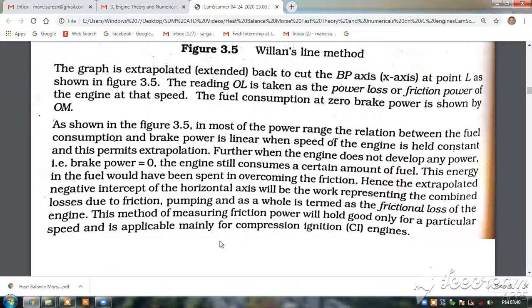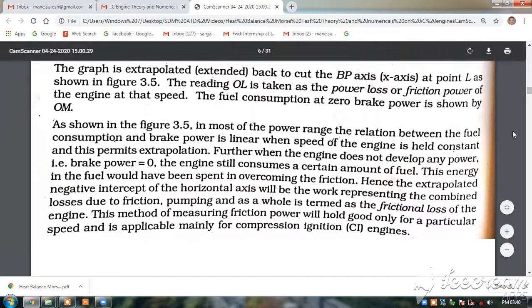This method of measuring friction power will hold good only for a particular speed, and is applicable mainly to CI engines. So friction powers are found out for some particular speed, because the friction power at, say, 5000 rpm will not be the same as the friction power at 10,000 rpm. So this is for a particular speed only. And this is the Willans line method.